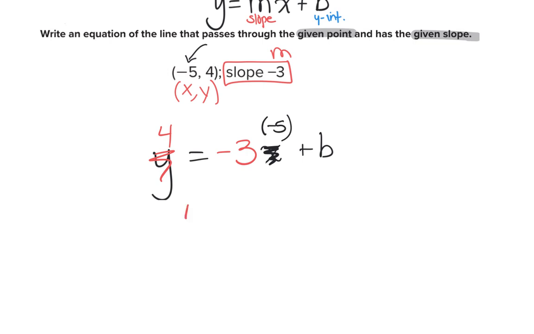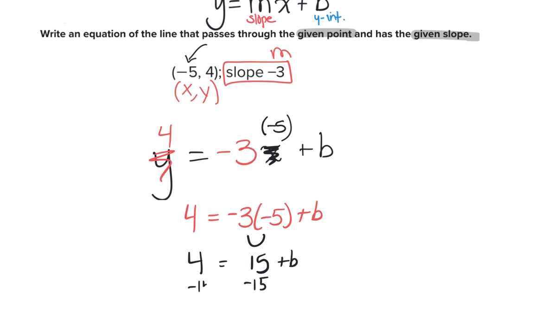So now, since I'm going to rewrite my equation, that's kind of a mess, I'm going to go 4 equals negative 3 times negative 5 plus b. And now I've got an equation I can solve, right? Negative 3 times negative 5 is 15. So 4 equals 15 plus b. And when I subtract 15 off both sides of my equation, I get negative 11 equals b. Well, that tells us our y-intercept.